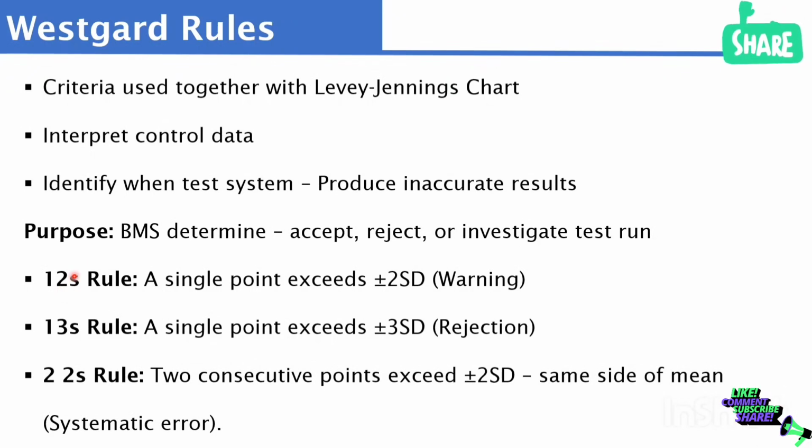What do I say? That if you run a quality control and the first point, that single point, exceeds 2, this 2 now being the number of standard deviations, that is a warning sign. So when you say 1-2S, 1 means the first occurrence or single point, 2 means the standard deviation, and S is standard deviation. So 1-2S: a single point exceeds plus or minus 2 standard deviation, by the way.